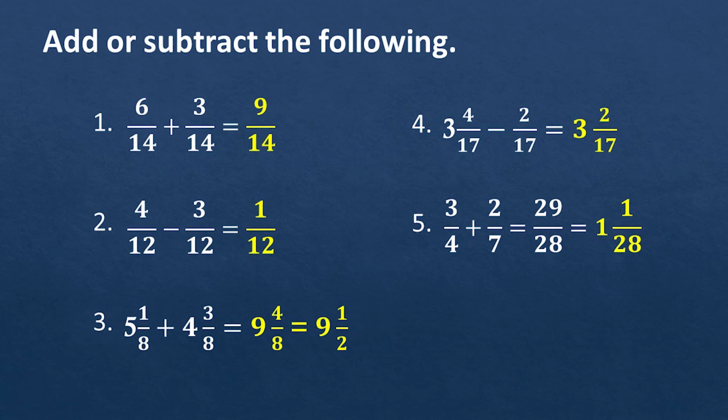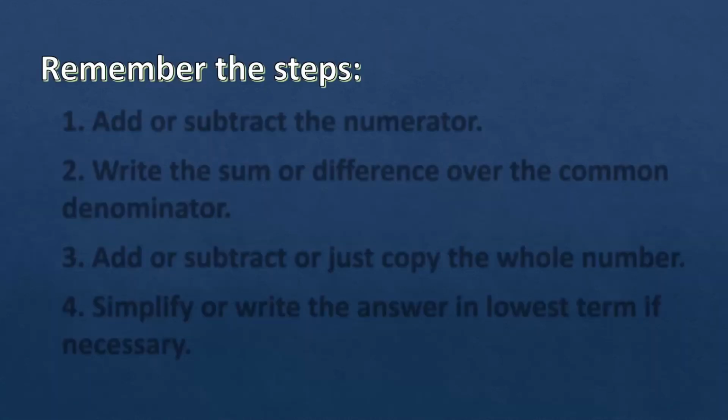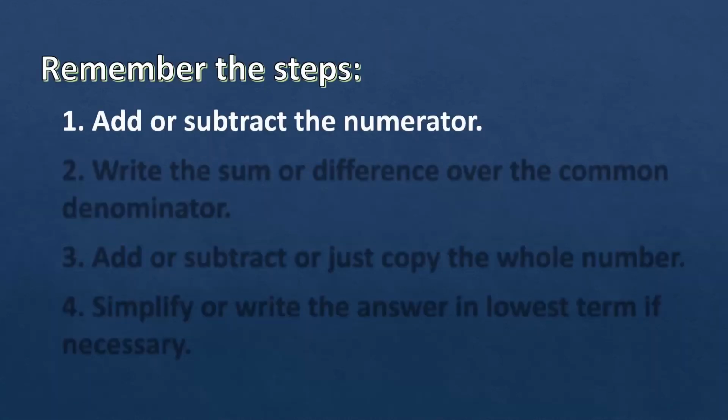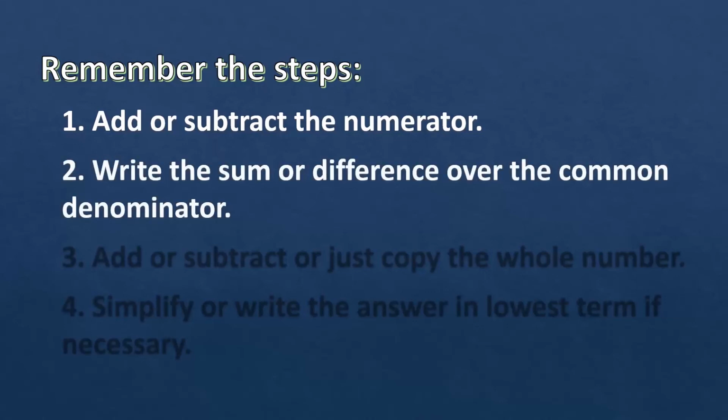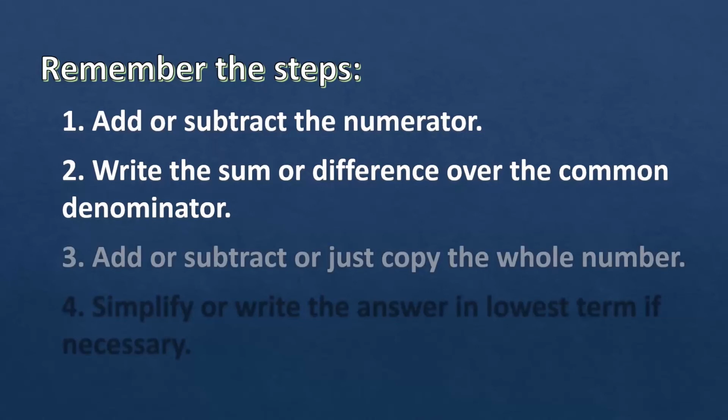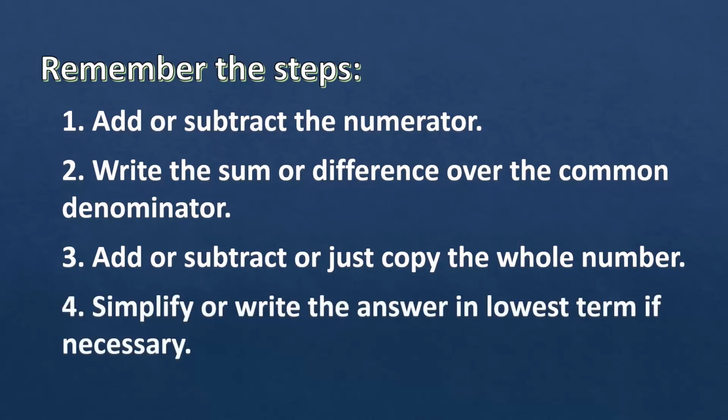Very good! You are approaching the mastery. It is so easy to add and subtract fractions and mixed numbers. Just remember the following steps. Number 1, add or subtract the numerators. Number 2, write the sum or difference over the common denominator. For number 3, add or subtract or just copy the whole number. And lastly, simplify or write the answer in lowest term if necessary.